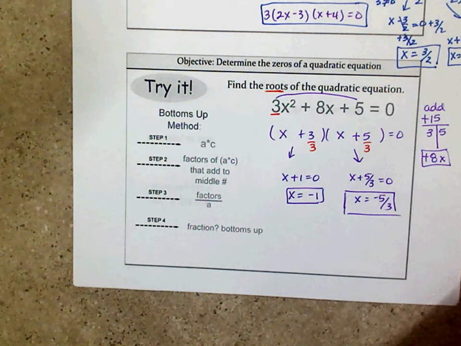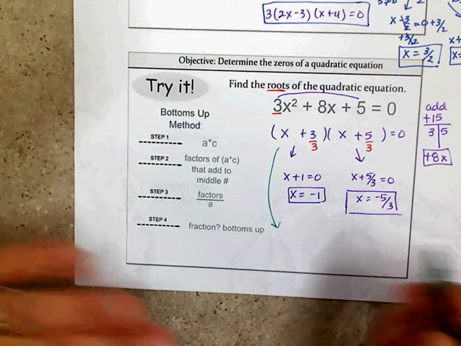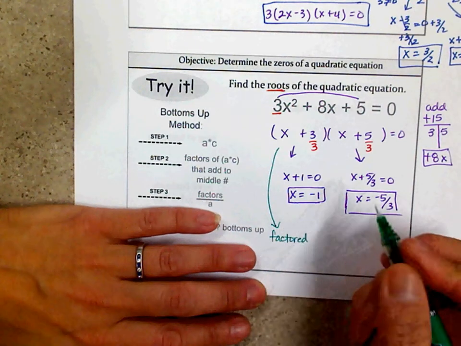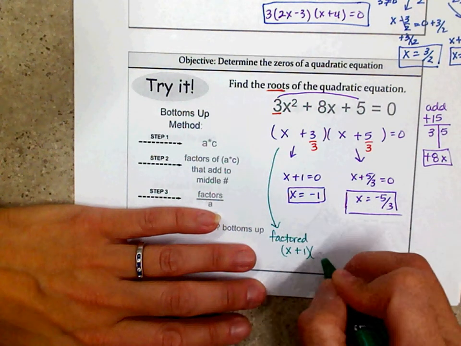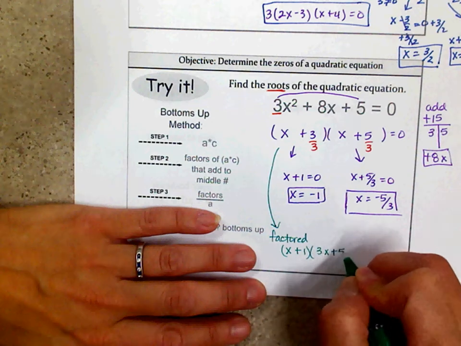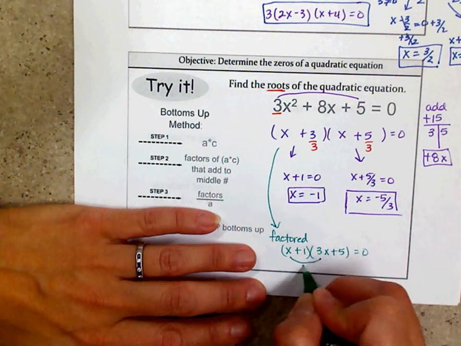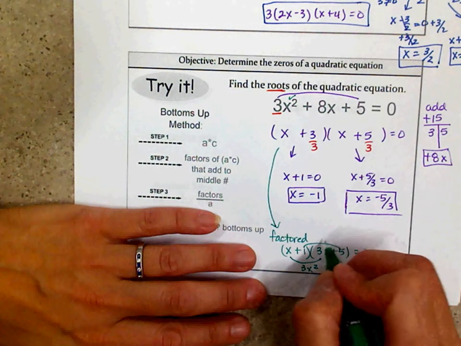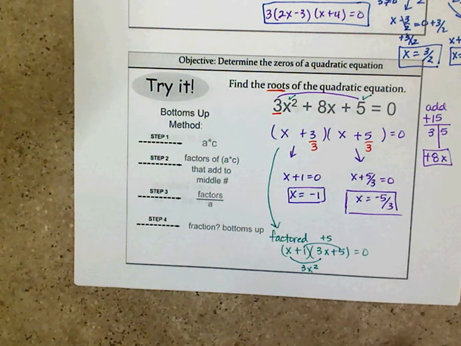But if I were you, I would always check the factor form to make sure I did it right. To make sure I have factored everything. Okay? So x plus 1, and then you got 3x plus 5. Let's check. X times 3x is 3x squared. Check. 1 times 5 is positive 5. Check. And so I know I have factored it correctly. Always check your math. Okay?